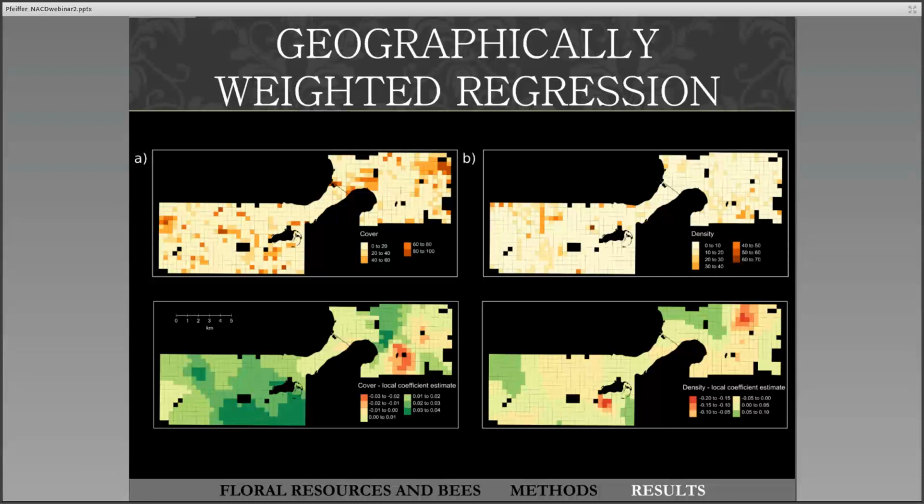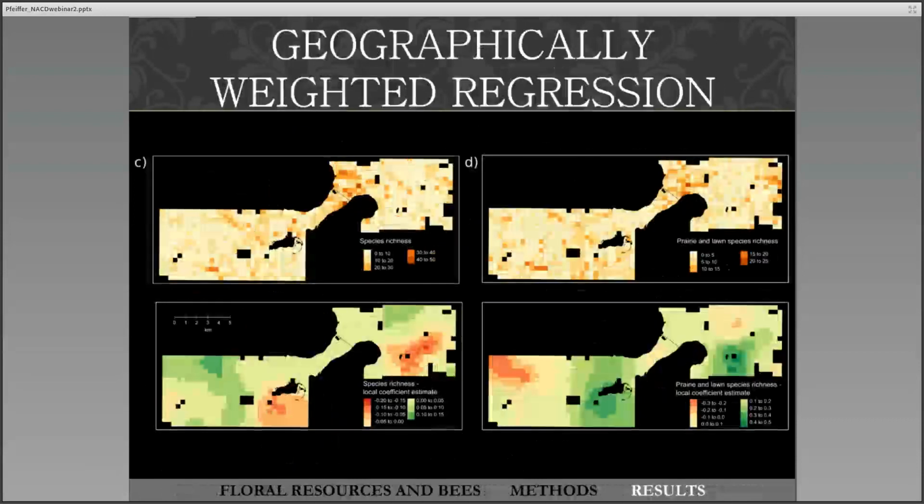You can see this very strong green area of cover, and that area includes the extensive prairie restoration of the University of Wisconsin arboretums, and the really positive effect of that rich and abundant resource for the bees that resulted in this very, very strong positive effect size estimate for floral cover. Here in this second slide, you can see the raw data for species richness and prairie and lawn species richness plotted in the top plots, and then the effect sizes plotted in the lower plots.